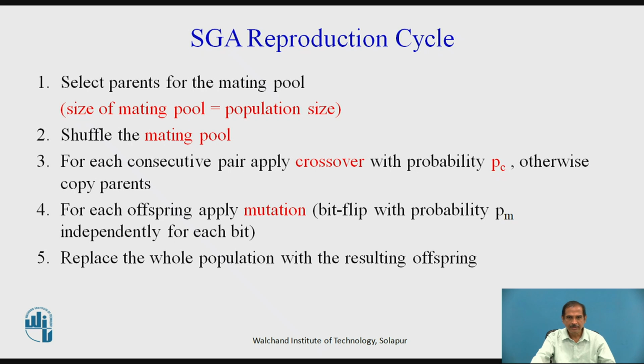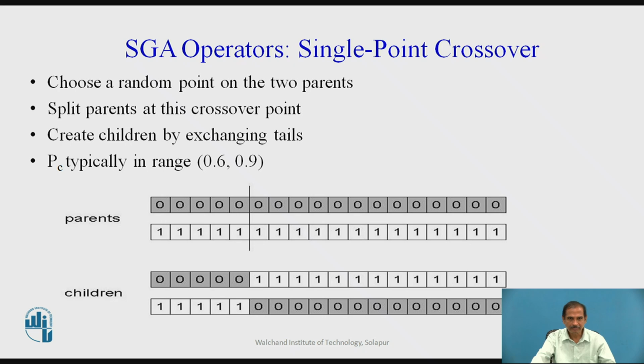Then we use mutation, where we flip certain bits and replace the whole population with the resulting offspring to be copied to the next generation.